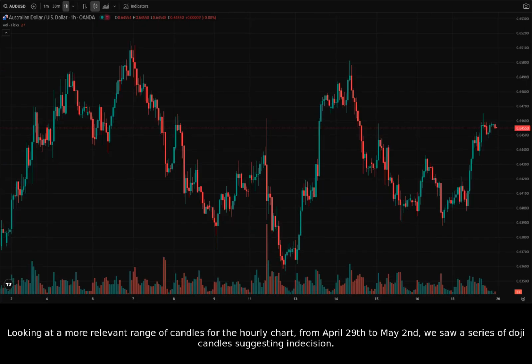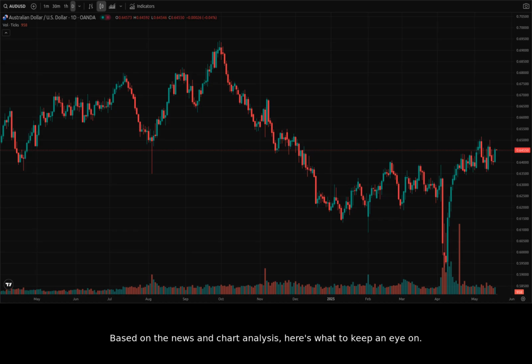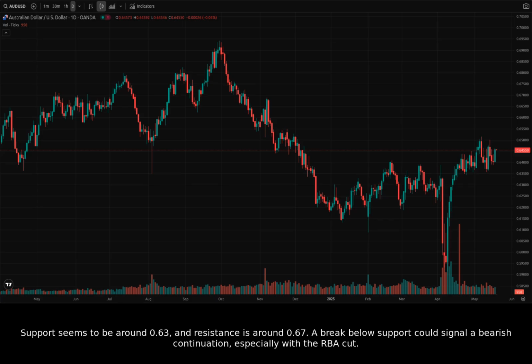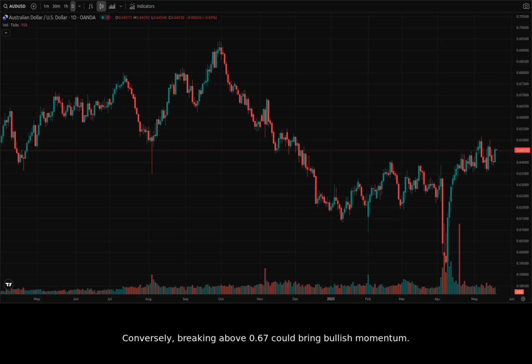Looking at a more relevant range of candles for the hourly chart, from April 29th to May 2nd, we saw a series of doji candles suggesting indecision. Based on the news and chart analysis, here's what to keep an eye on. Support seems to be around 0.63 and resistance is around 0.67. A break below support could signal a bearish continuation, especially with the RBA cut. Conversely, breaking above 0.67 could bring bullish momentum.